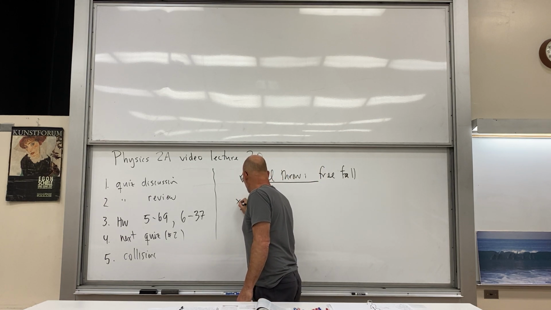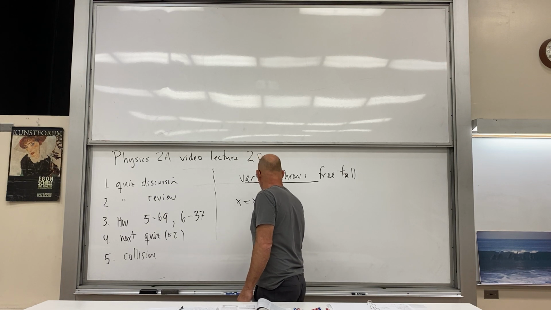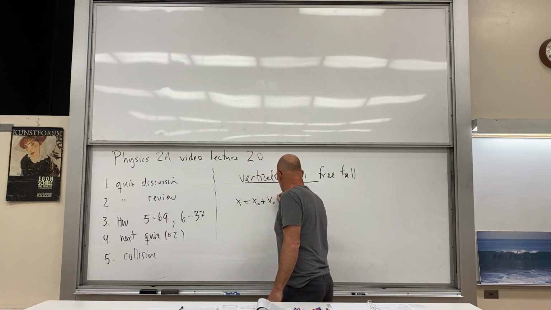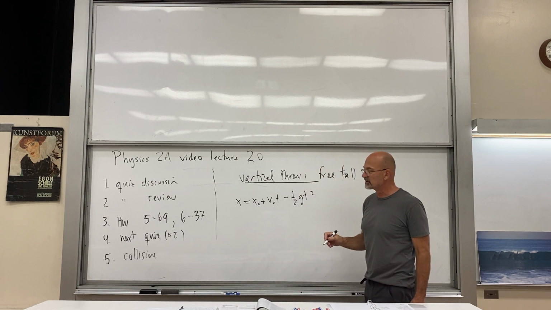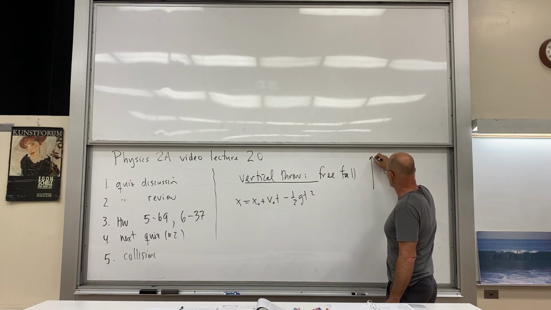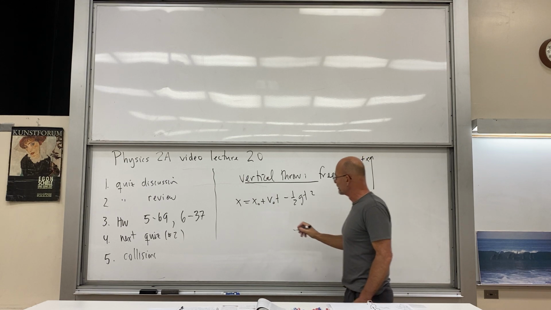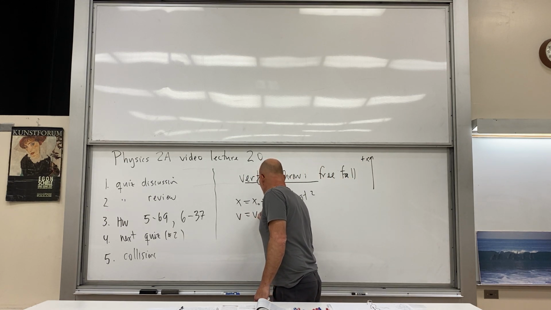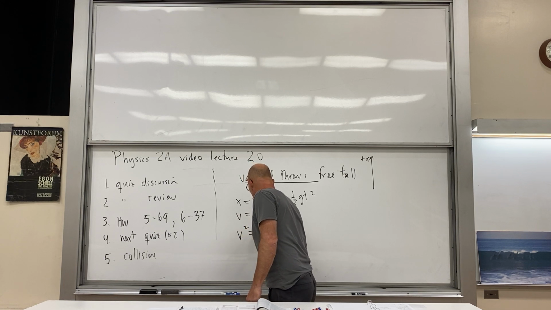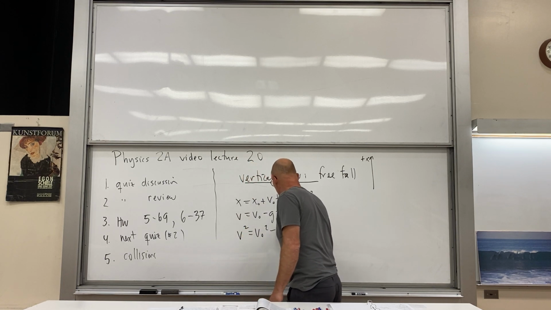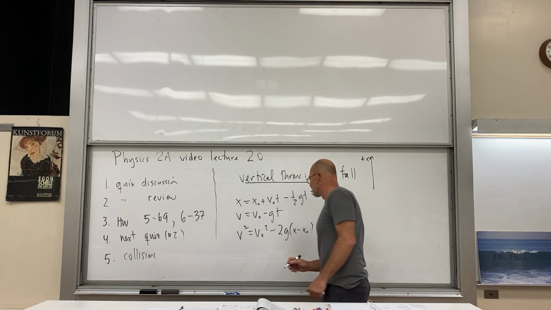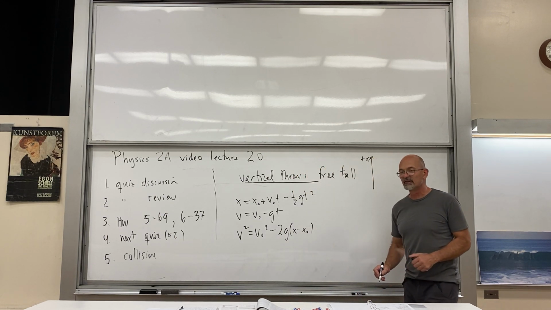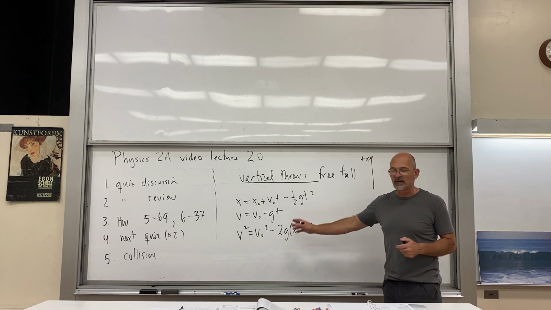You can say you've got x equals x0 plus v0 t minus a half g t squared, right? That's one-dimensional free fall. The positive x direction up. v equals v0 minus gt, and v squared equals v0 squared minus 2g(x minus x0). Those would be the 3 formulas that would allow you to answer any question about free fall.